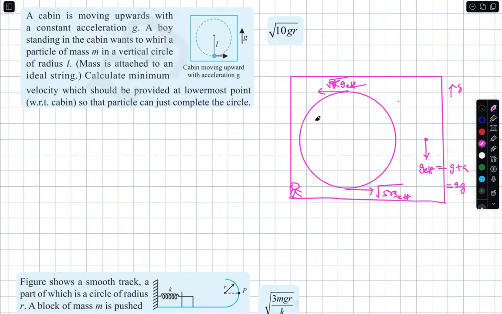If you see this question in my world, it is simple. We are very thankful that in this question the acceleration is upwards. If the acceleration is rightward or leftward, it is a difficult question. That also we will deal with. In that case, the definition of vertical circular motion will change, and that I will deal with.